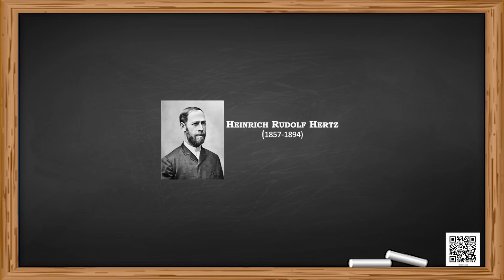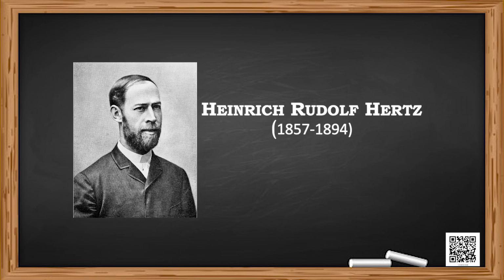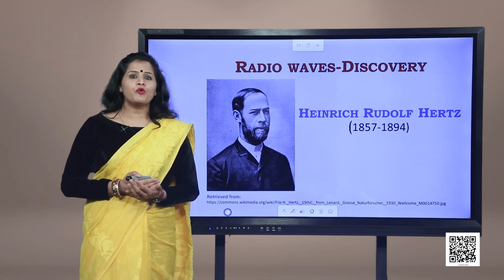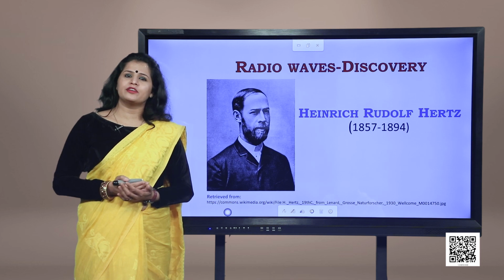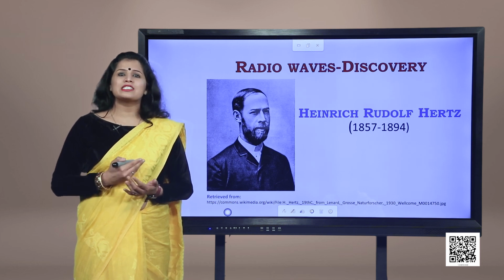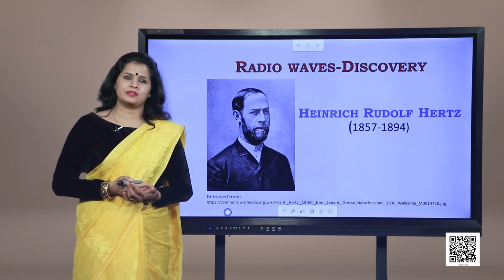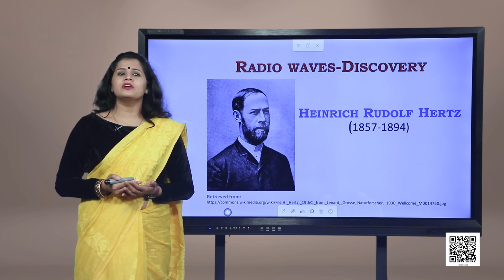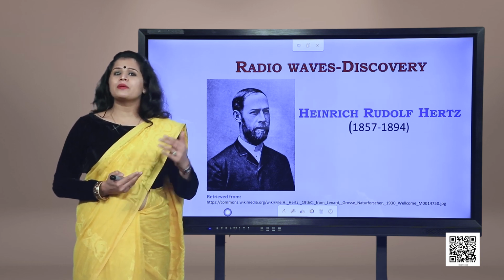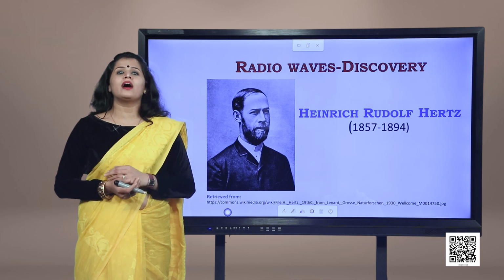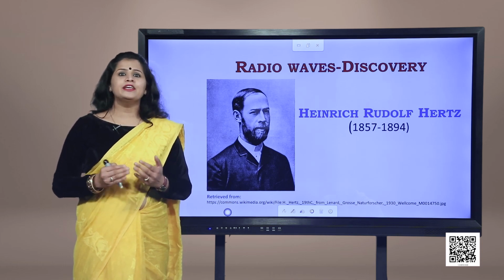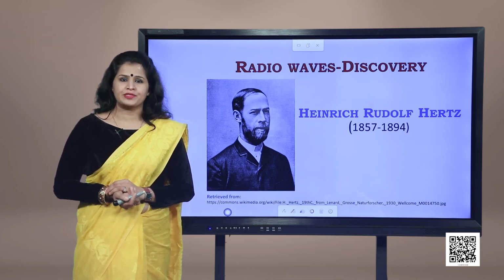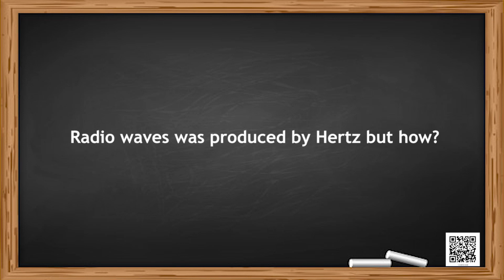On your screen, a picture of Heinrich Hertz is displayed. Hertz devoted all of his time and energy to designing a special setup for his experiments. And later, he was able to prove that the equations of Maxwell are indeed correct and he could produce radio waves. So, now we know that radio waves were for the first time produced by Hertz, but how?